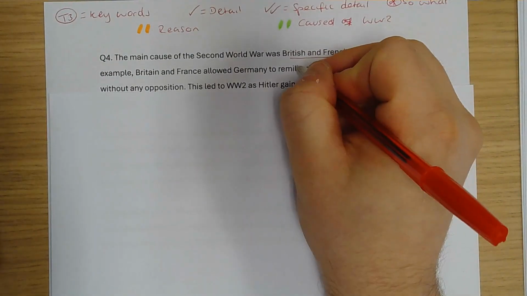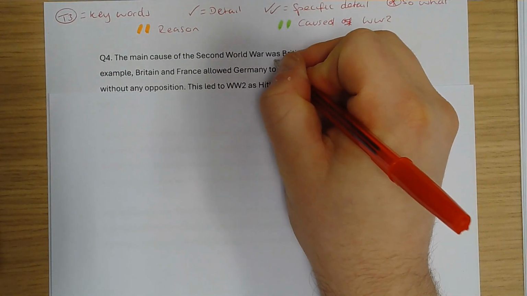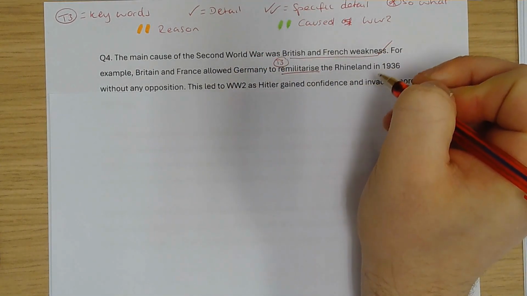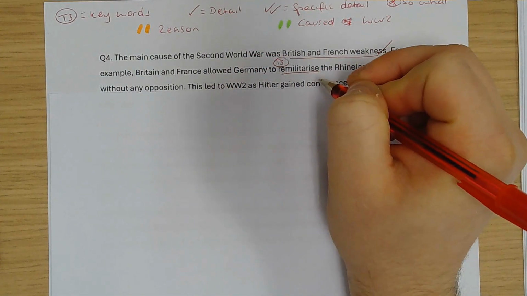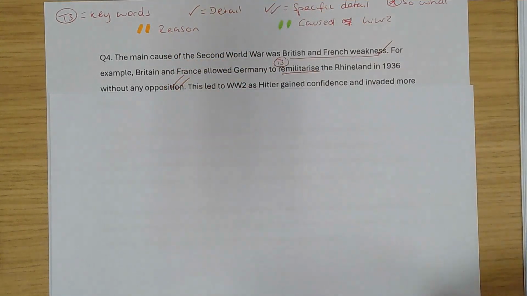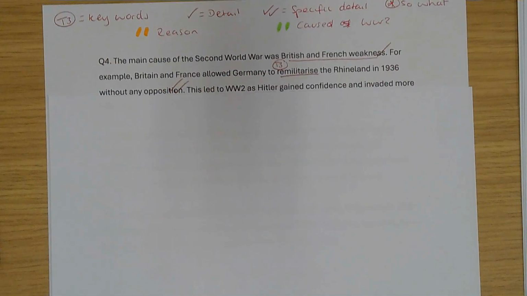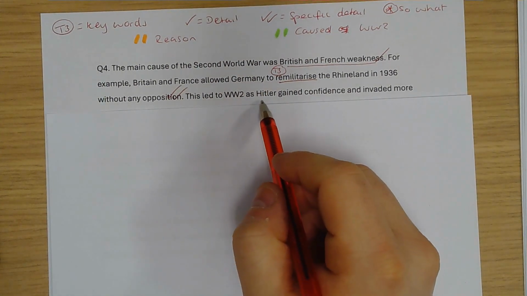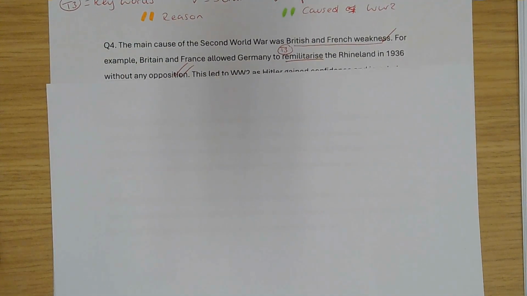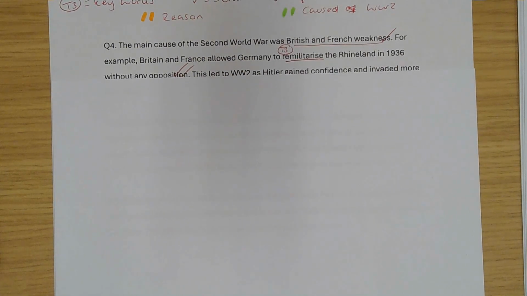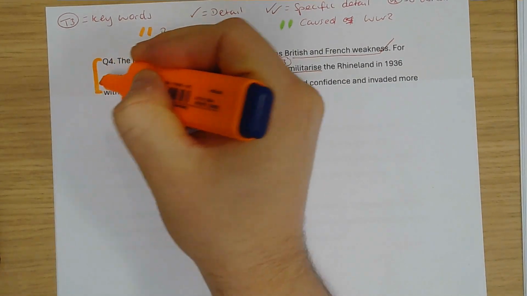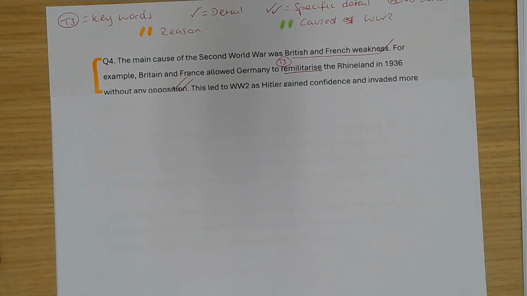So if I'm an examiner here, I can see they've used this word tier 3. Remilitarised is a tier 3, it's a key word. Rhineland in 1936 without any opposition. This is specific detail. Okay? And then I've just said, this led to World War II as Hitler gained, but before I go on to that, I can see that I've talked about the reason. I've talked about the reason. That is enough for me to pick up 2, 3 marks, okay, on its own.